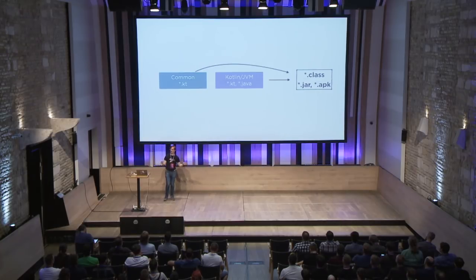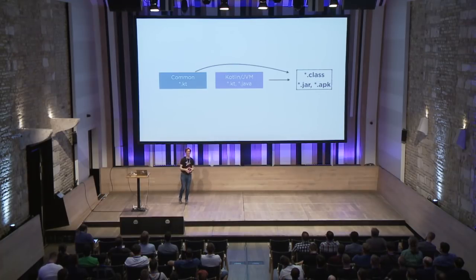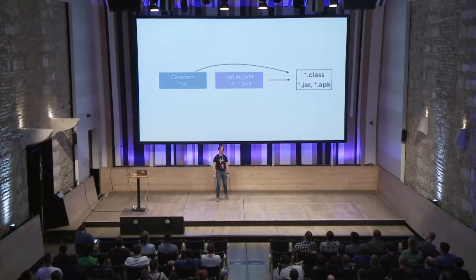So for example, when you are compiling a Kotlin module to the JVM, you just take the Kotlin code from the common module, combine it with the Kotlin and Java code from the Kotlin JVM module, and compile it to class files, and then package the class files as the APK, whatever you need to package them. By the way, it's important to note that the common modules cannot contain any Java or JavaScript code. They can contain only pure Kotlin.